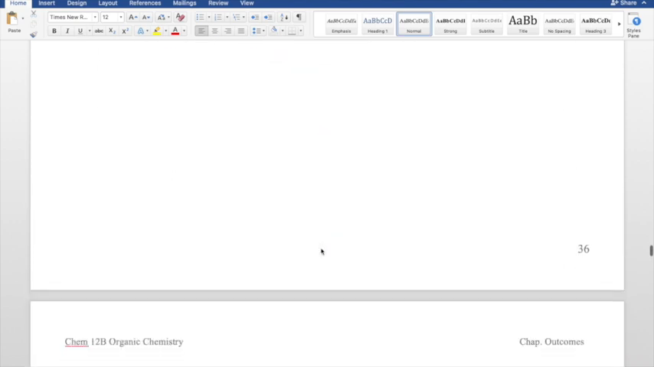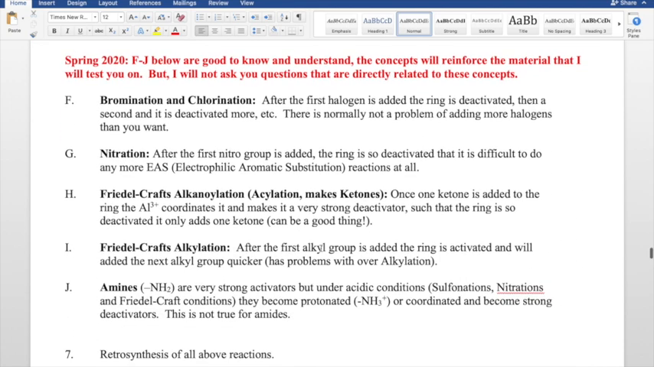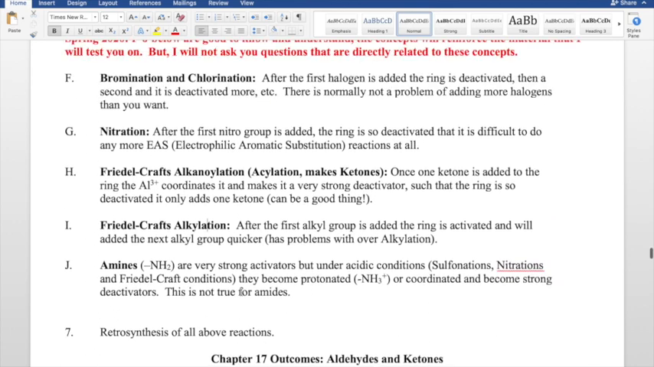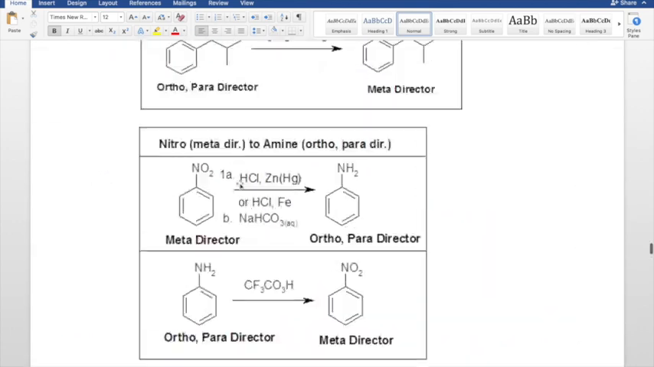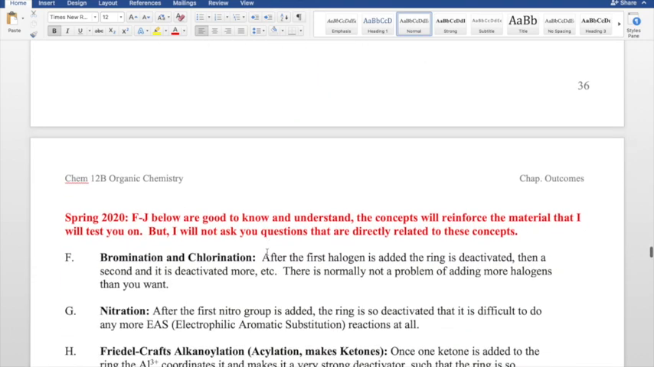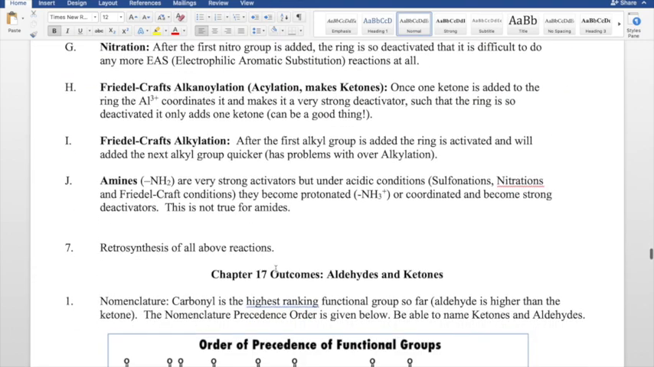But before I do, let me just mention these. There's a few more details here. I'll let you read these over yourself, and I'm not going to try to throw these in there to really trick you up. But if you read through them and try to understand them, you're going to gain a lot of knowledge about this. So let's just do an example with these, and then we'll be done with chapter 16. We'll move on to chapter 17, aldehydes and ketones.